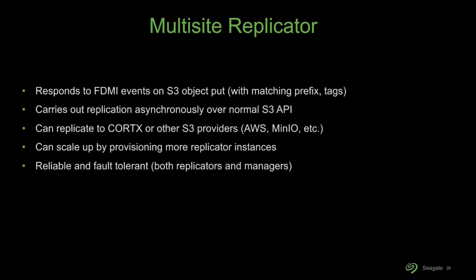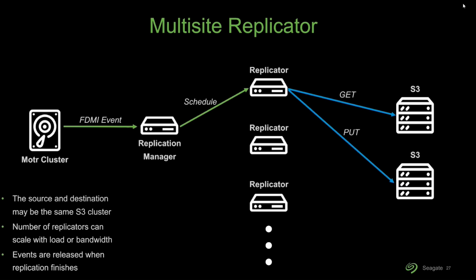And again, we're designing for fault tolerance and scalability, so we need to be able to scale out the number of replicators to meet load or take advantage of bandwidth. And we need to make sure that we are fault tolerant so that if one of the replicators dies, then we can recover and not lose anything. So the way the multi-site replicator is set up, we have the Motor cluster here, which delivers an FDMI event to the replication manager. So the manager's job is just to keep track of who's doing what and dispatch tasks to the individual replicators. It doesn't do any actual transfer IO type activity.